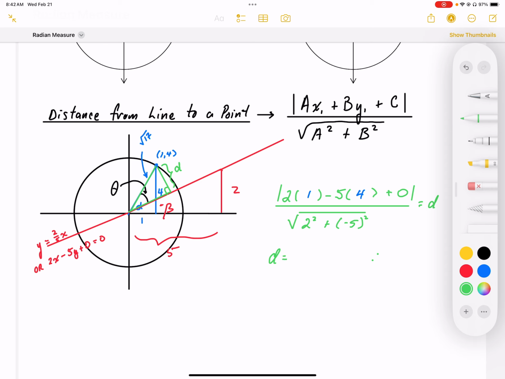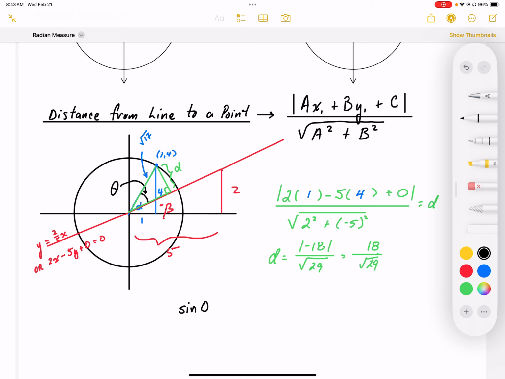When we plug that all in and calculate it, in the numerator we end up with 18, or in this case negative 18, the absolute value, and that's all over the square root of 29. So the distance is going to be 18 over square root 29. That's the length of d. Since we have the length of d, we do have the length of the hypotenuse, which is root 17. So now we can use that green right triangle that we've constructed to find the value of sine theta.